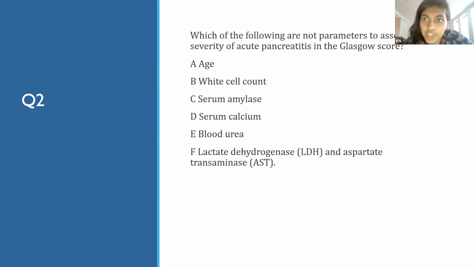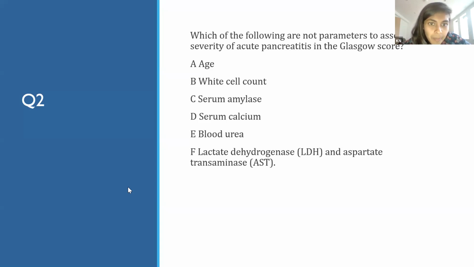And I've got a question here that says, oh, no, never mind. So I'm going to end the polling and share the results. So most of you got that right, absolutely. I think a couple of people said calcium. So remember, the mnemonic for the Glasgow score is pancreas, and the C in pancreas is calcium.